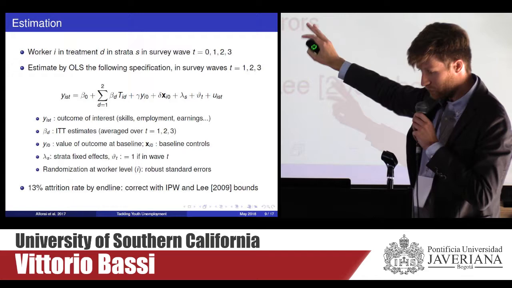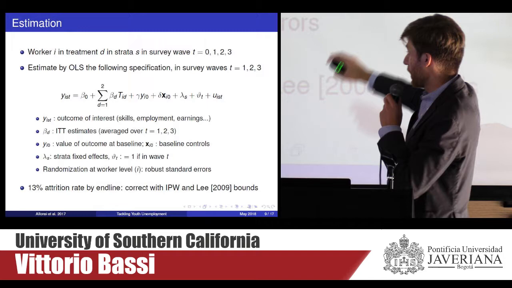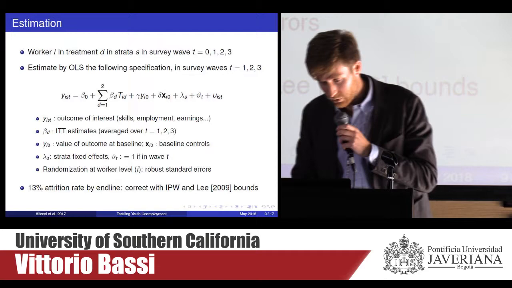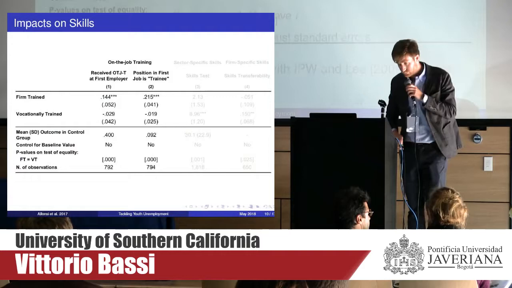I'm going to pool the three post-intervention waves, and so we have some attrition, but this is not correlated with treatment, and we can provide robustness checks. So we're going to interpret our betas as intention to treat parameters. Okay, the first thing I want to show you is this new evidence that we can provide on the skills of the workers.